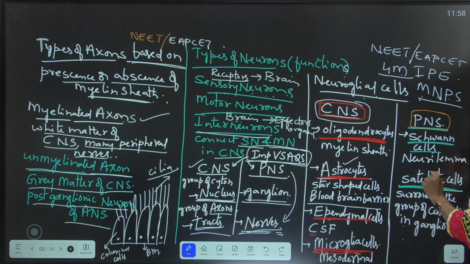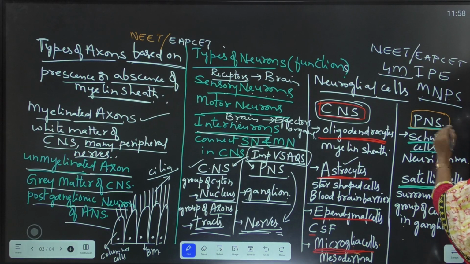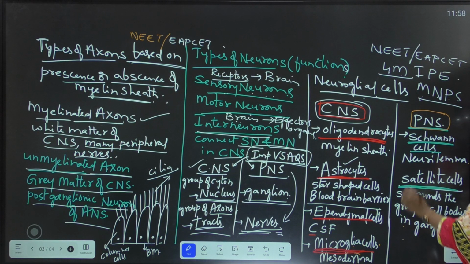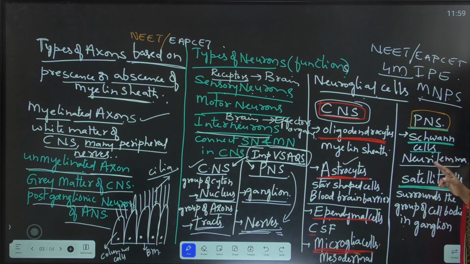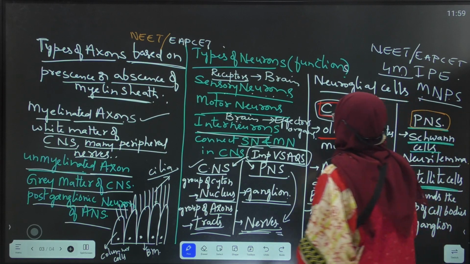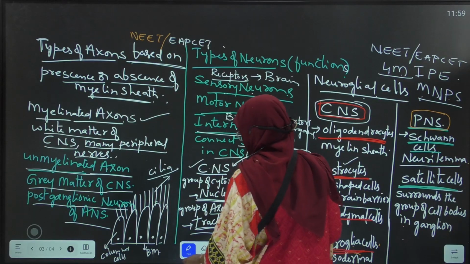Next, about the neuroglial cells of the PNS. PNS means peripheral nervous system. These are 2 types. Schwann cells form the neurilemma around the axon. Next, satellite cells surround the group of cell bodies in a ganglion. Which cells? Satellite cells. Schwann cells form the neurilemma around the axon. Satellite cells surround the group of cell bodies in a ganglion. Okay, this is about the neuroglial cells.